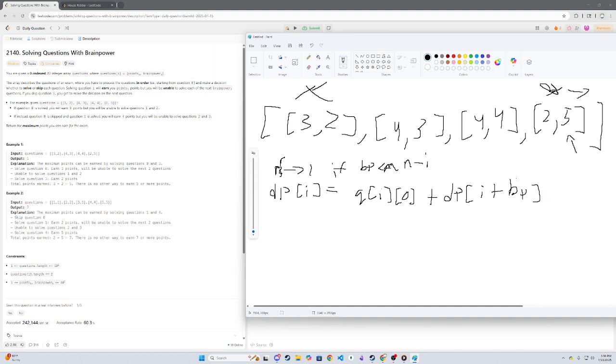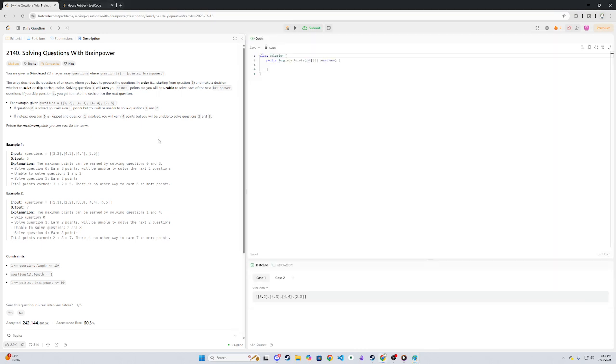We want to get the max profit we get after skipping the next ones, right? So in this case, let's say i is equal to 0, and then brainpower would be 2. 2 is less than 4 minus 0, duh. So dp of i is the max of the current 3 plus the max we got from over here. I think that's probably it. And it's long. Ooh, long.